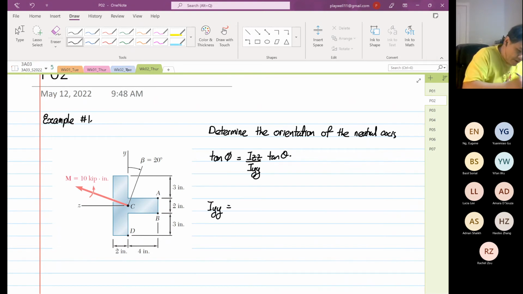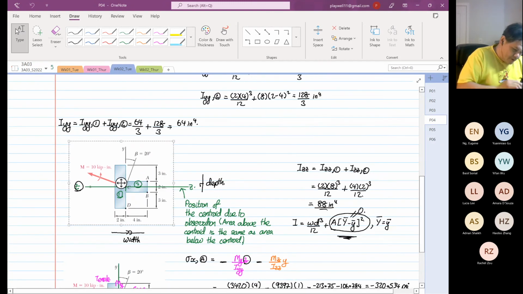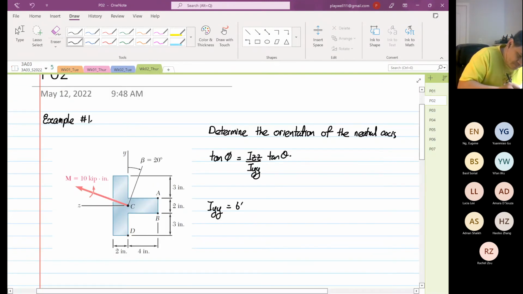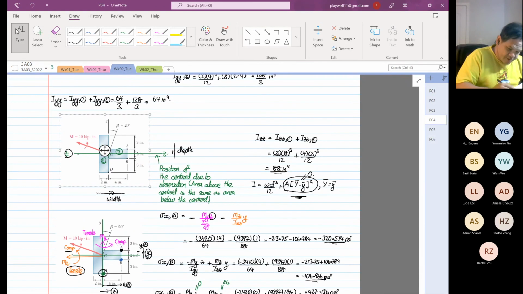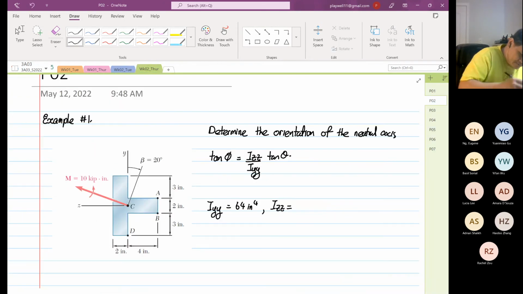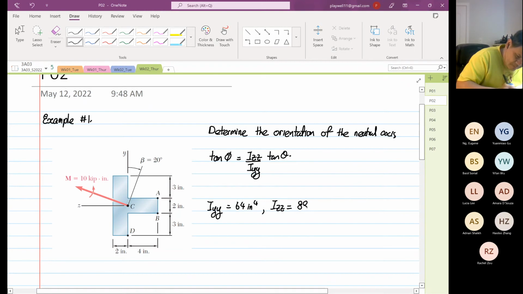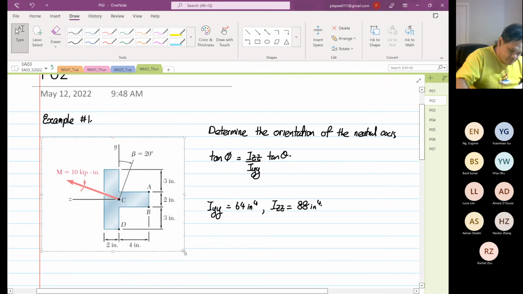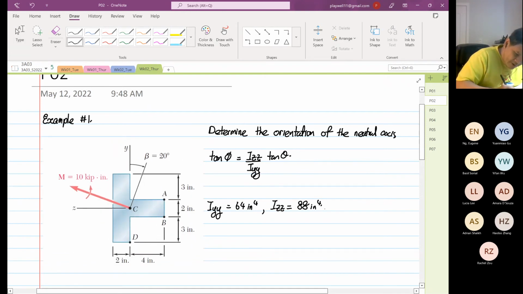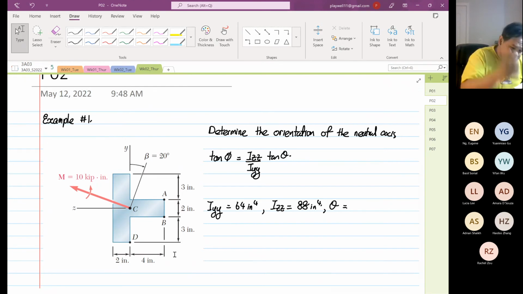Iyy, if I refer to our notes from last week, Iyy was 64 inch to the power 4. And then Izz from Tuesday, Izz is equal to 88 inch to the power 4. Then the next thing we want to find is our theta. So theta, you can see over here. Remember what I told you, the orientation of theta.